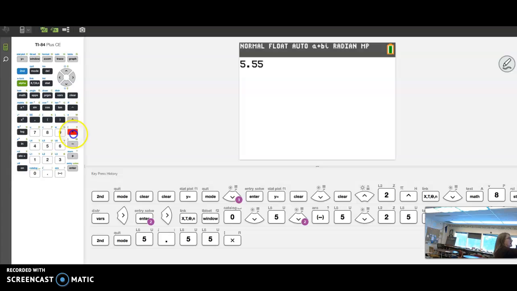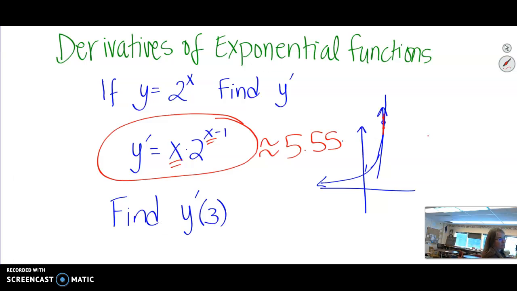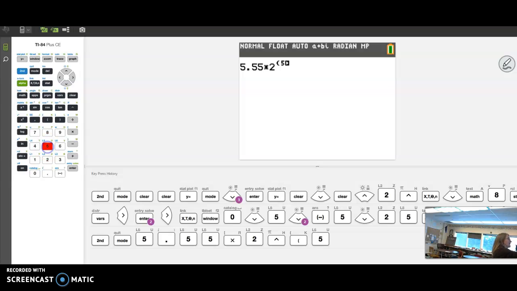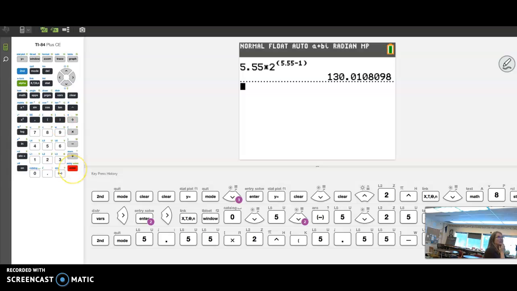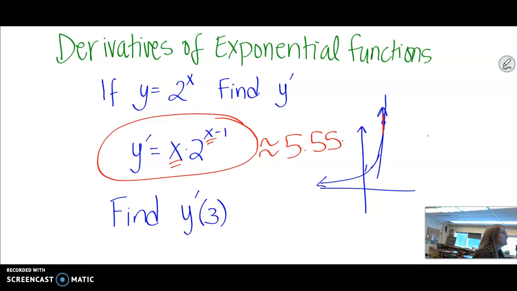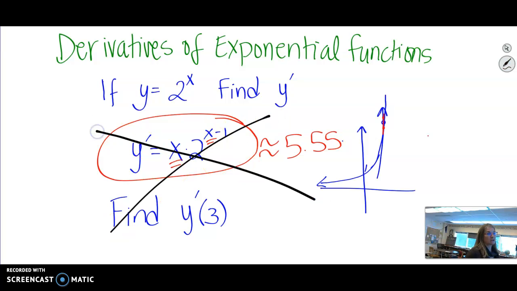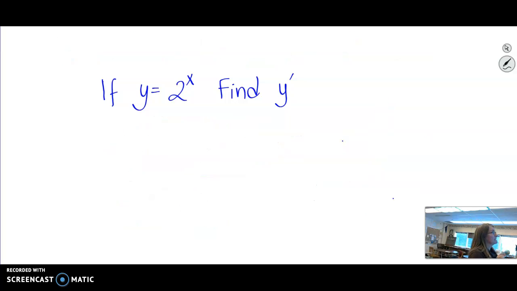5.55 times 2 to the power of x minus 1, so I'm putting 5.55 in for x minus 1, and I get 130. Nowhere near the correct answer. So the power rule, long story short, does not work for exponential functions. So what you need to do, write this down.